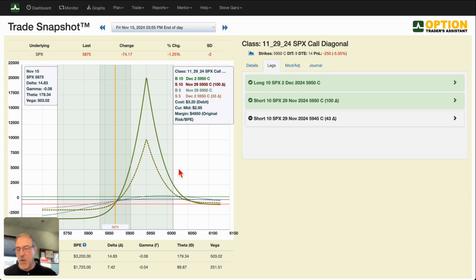So there were a few different adjustments that could have been done. I could have added a put calendar down below here. I could have rolled one of these legs up. I could have rolled one of these legs down. So there's a lot of different things that could have been done to rebalance this trade.